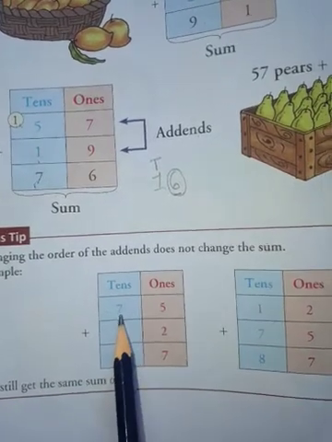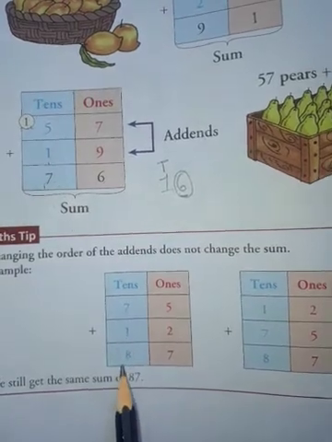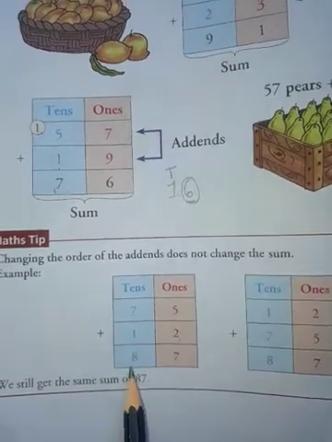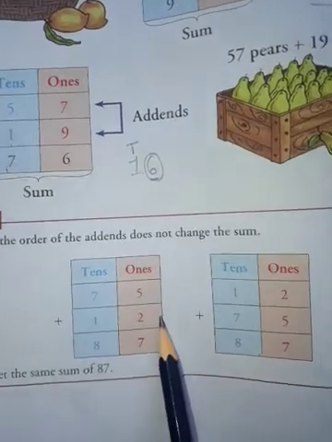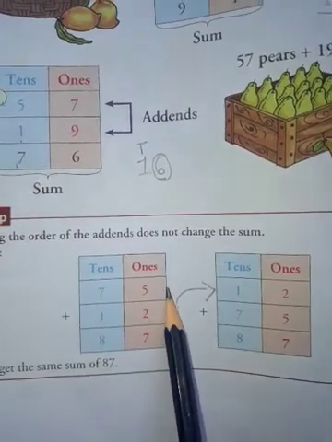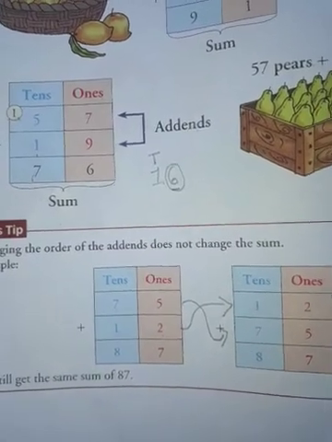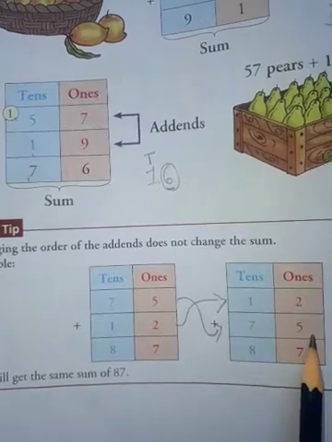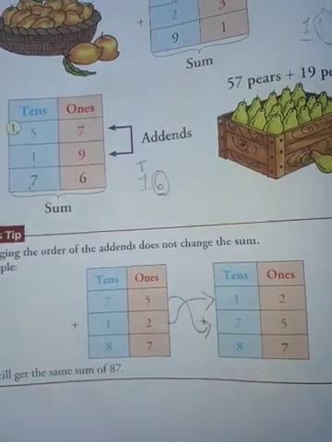Let's see how. 75 plus 12. 5 plus 2 is 7. And 7 plus 1 is equal to 8. So when we add 75 plus 12, it is equal to 87. But when we exchange the addends, the first addend is 75 in this addition, but here 75 is the second addend. And here 12 is the second addend, and here the first addend is 12.